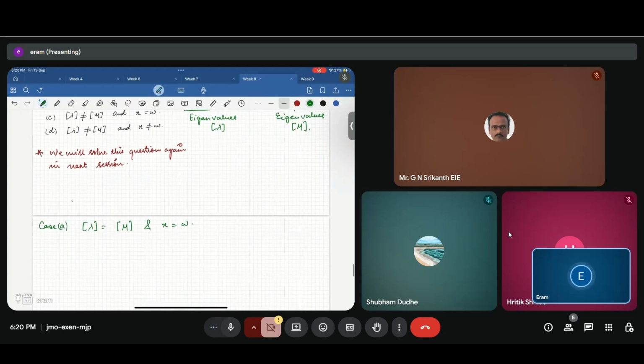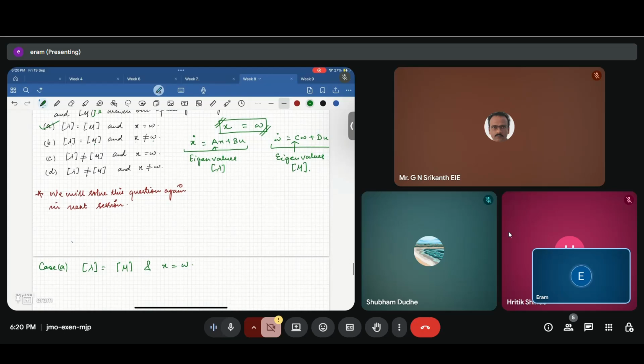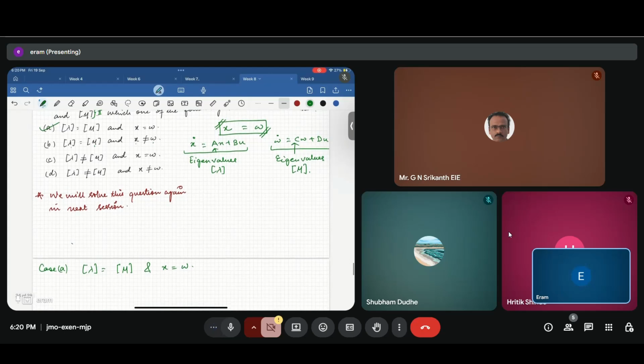So what happens if the states are equal to each other? What can we conclude? So x and w are equal, they are the same. So what does it mean? They have the same state matrix also, and if they have the same state matrix, that means their eigenvalues are also equal. So this option is correct.